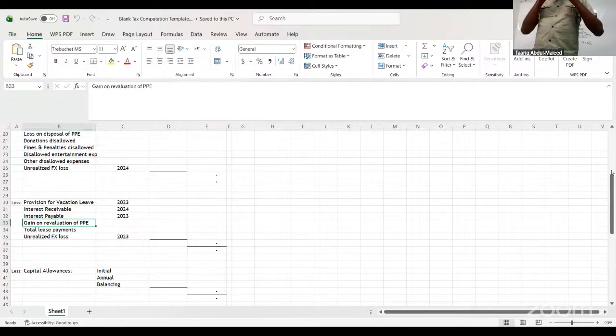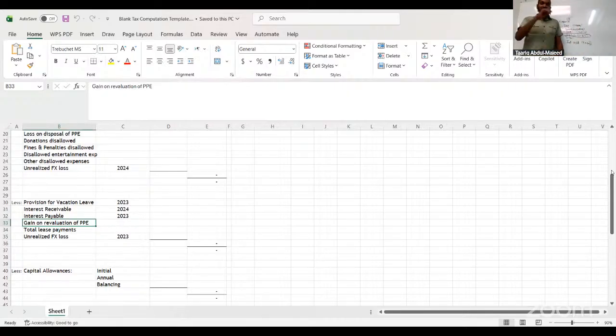All current year expenses in that list are added to the current year profit. All prior year income is added as well at the top. Now, down at the bottom, all prior year expenses are deducted and all current year income is also deducted. So that basically is it.